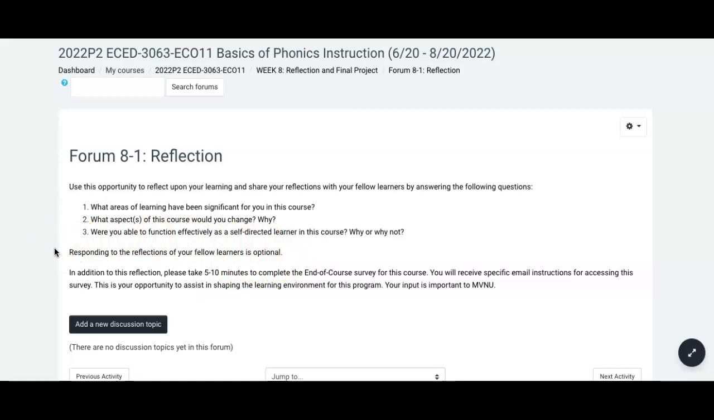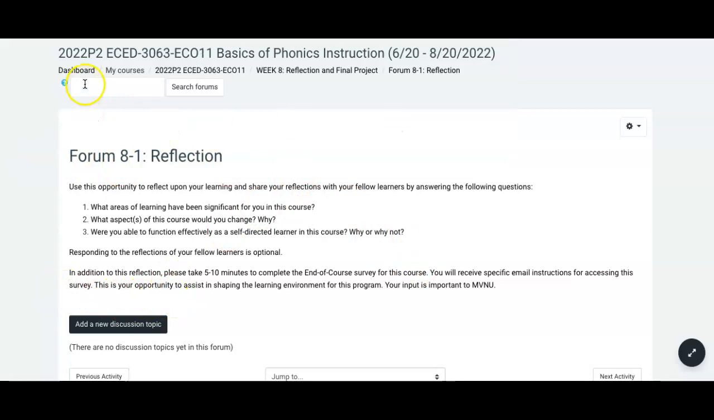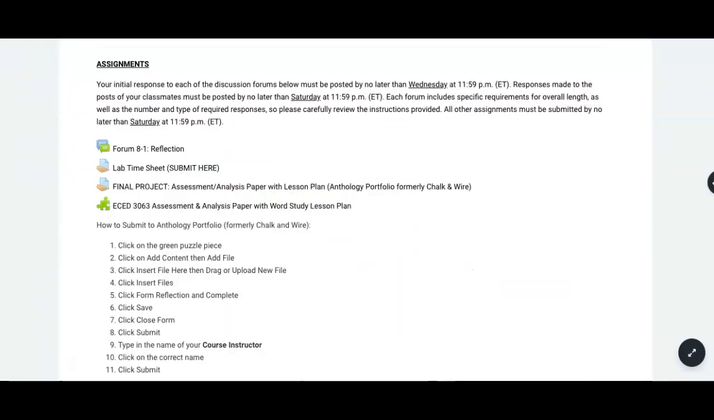Also, at the end of the course, you will receive an end-of-course survey. Please take 5 minutes to fill this survey out. This gives us an opportunity when we revise courses to really listen to your input. So that will come after the end of the class. This is the slot to submit your lab timesheet that you've been keeping.